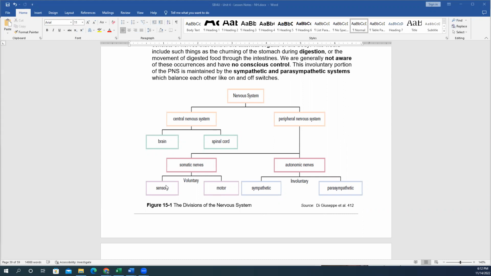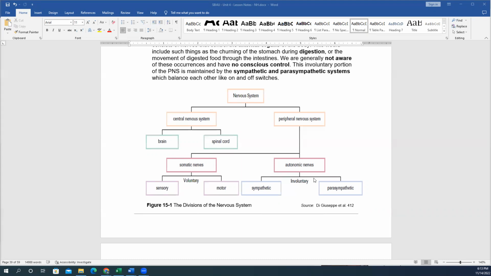And this part of the nervous system is one where we have some measure of awareness and also some measure of voluntary control. We can sense the changes in the environment, such as heat, light, touch, taste, smell, and then we can respond to it by moving our bodies or laughing or smiling or those types of voluntary responses.